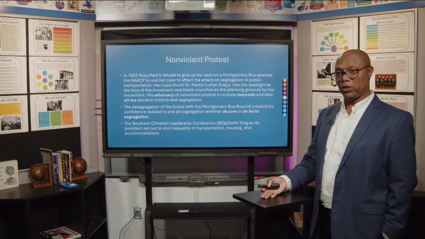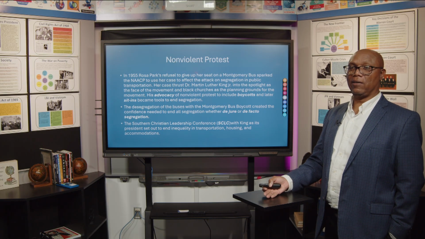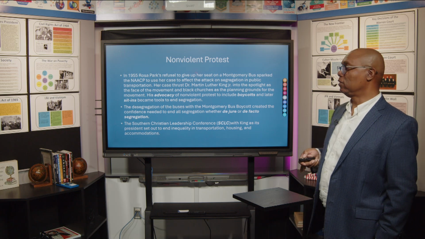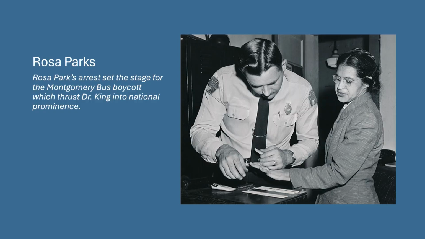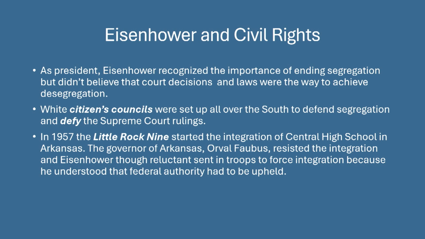So the first part of the movement is nonviolent, and the leader of that movement, of course, is Dr. Martin Luther King. Here you have a picture of Rosa Parks shortly after her arrest, of course, for refusing to give up her seat on a Montgomery bus. Now, we're going to look at the presidents and how they reacted to civil rights.